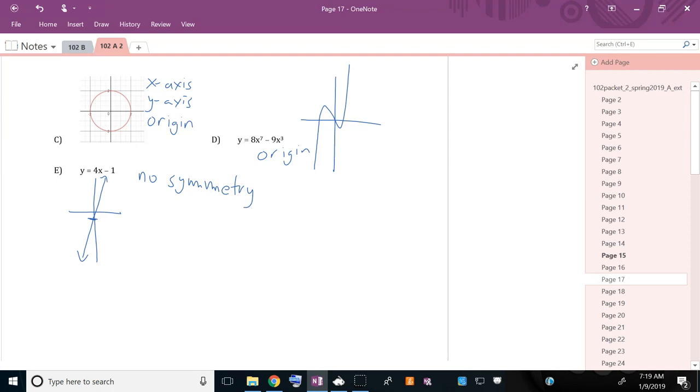So as it happens, there are actually 5 possible results. We can have x-axis individually, y-axis individually, and origin individually. We can have all three, as we saw in example C, and we can also have no symmetry, as we've seen in this last part.